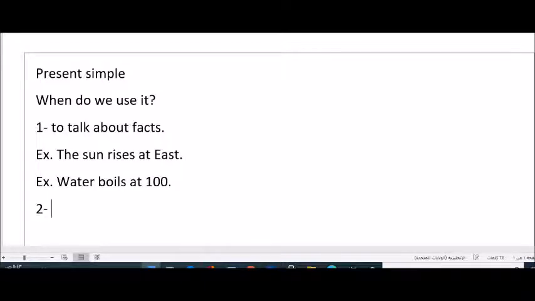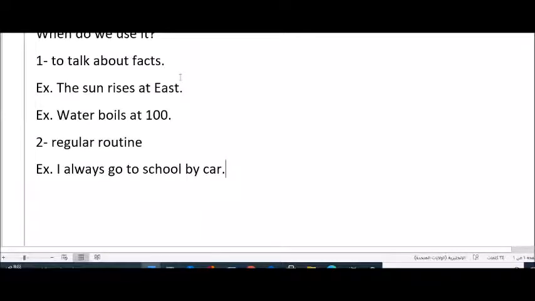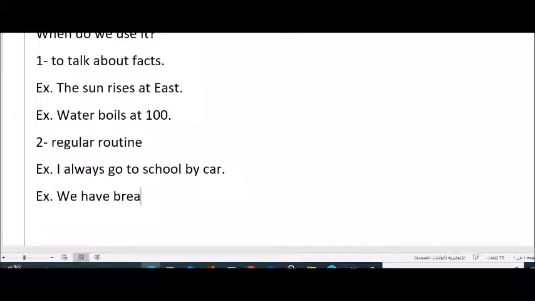Number 2, regular routine. For example, I always go to school by car. This happens all the time. This is a regular action. It is repeated also. Another example: we have breakfast every day. This is also a regular routine.